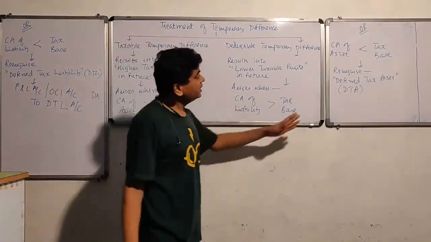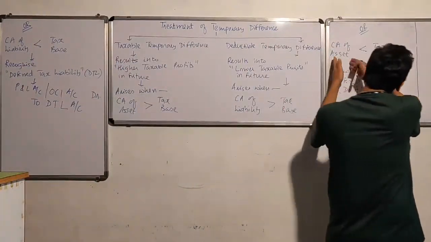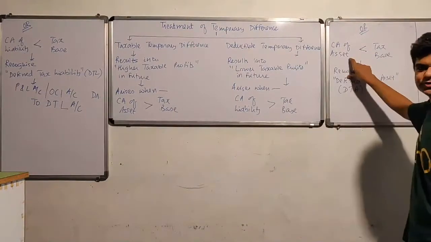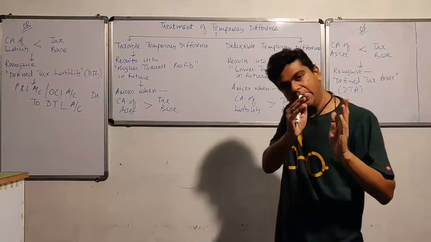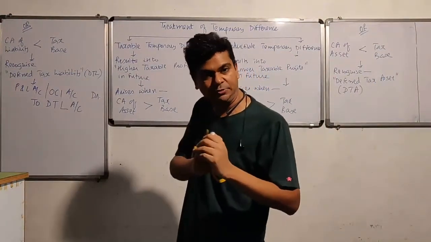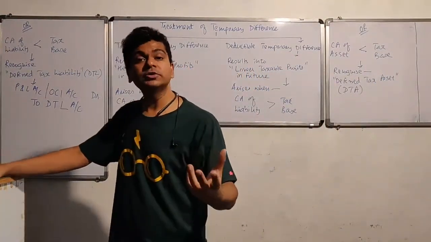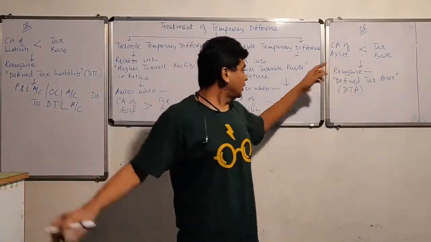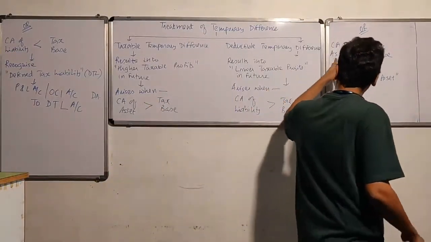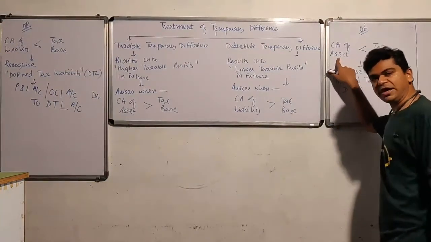Yes, the other possibility is, if the carrying amount of asset is lower than tax base. Okay, when can this kind of a situation occur? Carrying amount of asset is lower than the tax base. One possibility, of course, is you may have done downward revaluation of the asset. Here we were taking upward revaluation, but it's possible I have done a downward revaluation of asset.